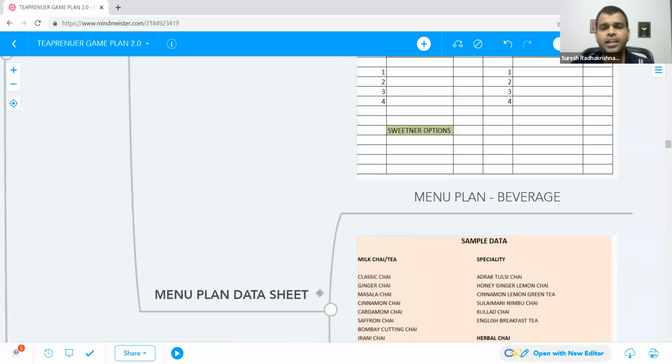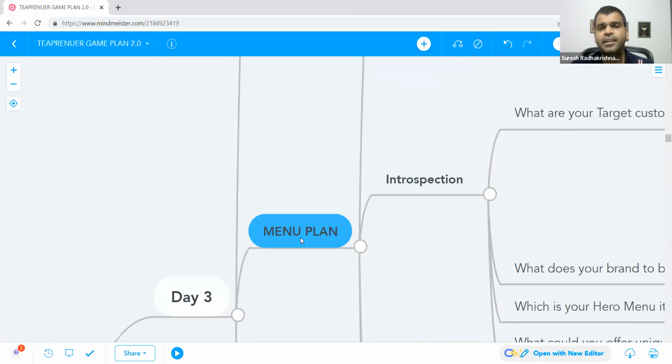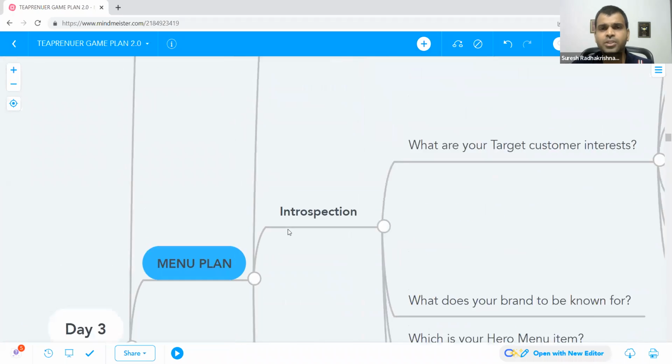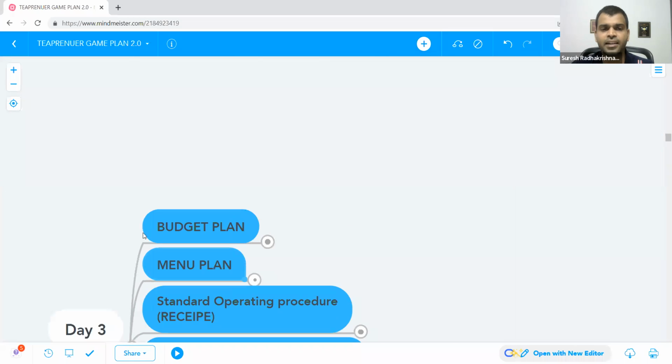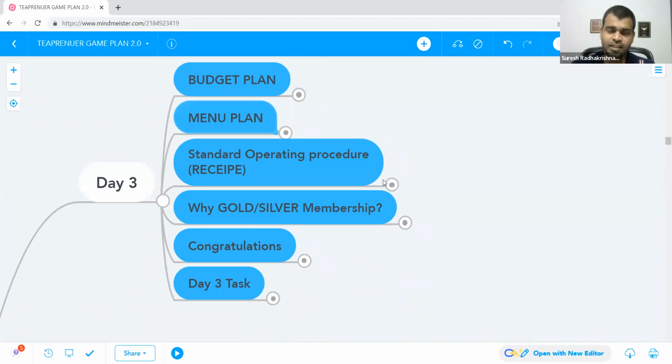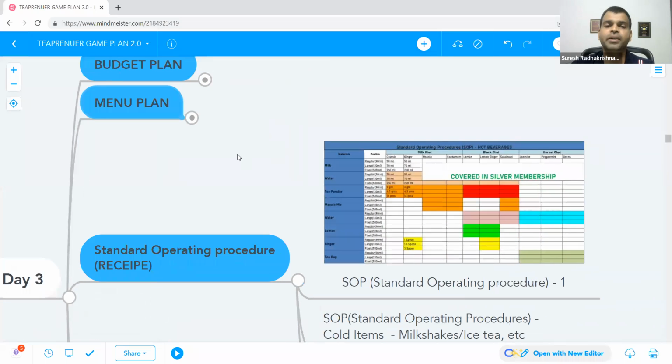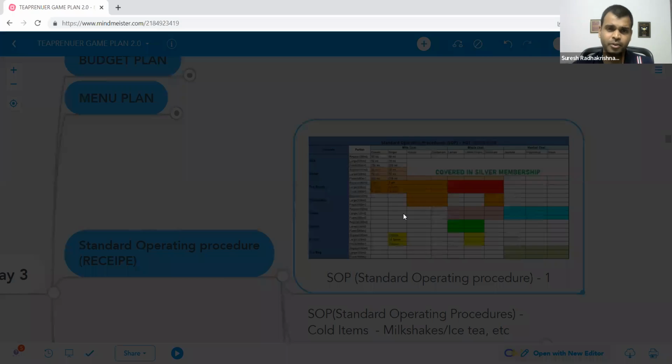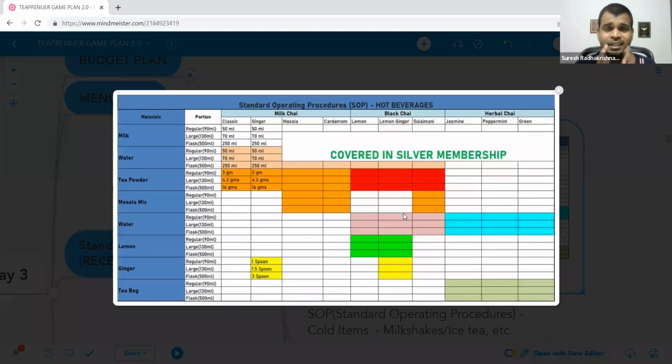Okay. So that's with respect to the menu plan data sheet. So we saw about the prerequisites, introspection, and menu design basics. Now, coming to another important topic: Standard Operating Procedure. What is SOP? Recipe in a structured format.